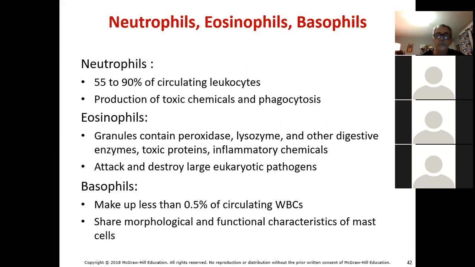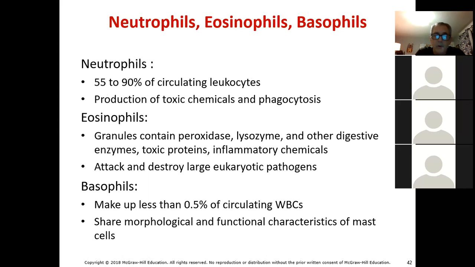So neutrophils: anywhere from half to 90% of circulating leukocytes are neutrophils. They can also be involved in production of toxic chemicals, and the neutrophils play an important role in phagocytosis. The eosinophils, the granules that you see in their cytoplasm, are various enzymes, toxic proteins, and inflammatory chemicals that play a role in defense against microbes. They can attack and destroy large eukaryotic pathogens. So the eosinophils play an important role in fighting parasitic infections.